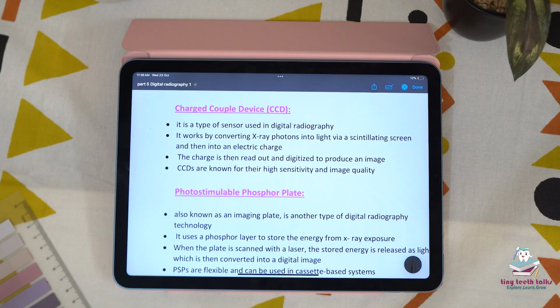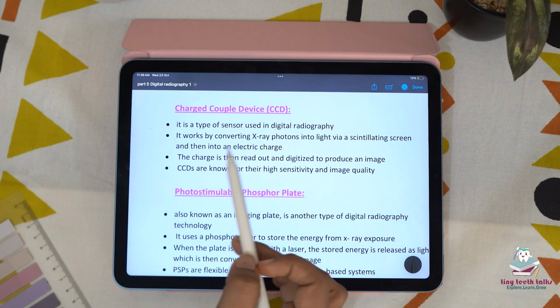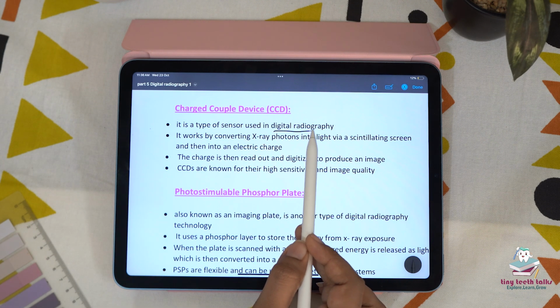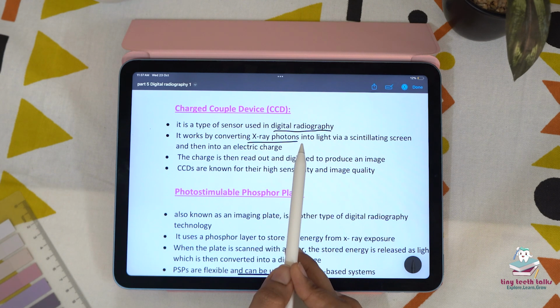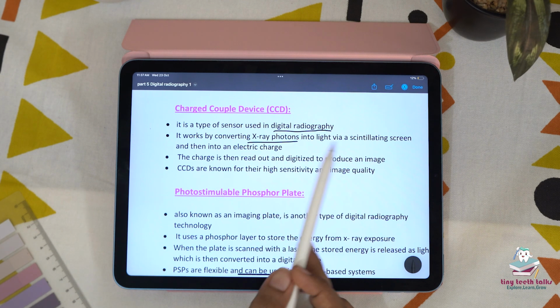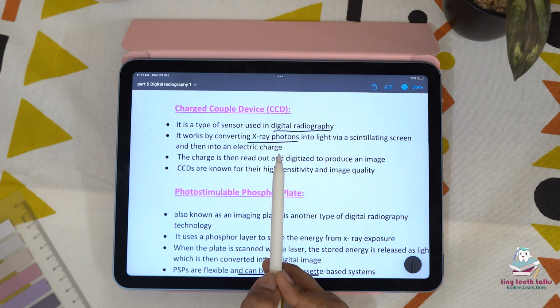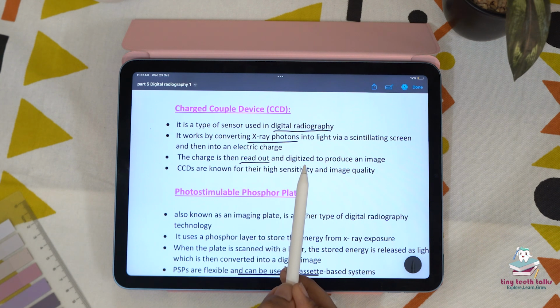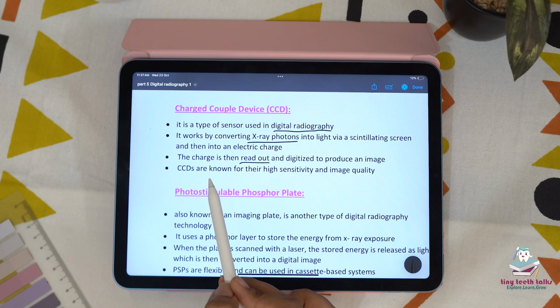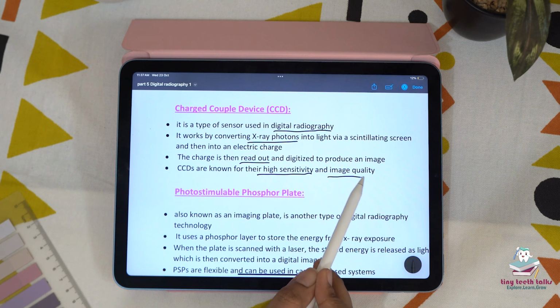Then there is another term, sensors. There are basically charge coupled device sensors, complementary metal oxide semiconductor sensors and photostimulable phosphor sensors used widely. Recently, there is increasing use of complementary metal oxide semiconductor sensors. So coming to the charge coupled device, it is a type of sensor used in digital radiography. It works by converting X-ray photons into light via a scintillating screen and then into an electric charge. The charge is then read out and digitized to produce an image. CCDs are known for their high sensitivity and image quality.